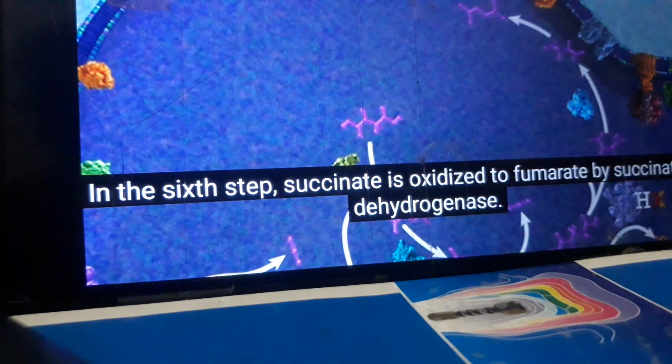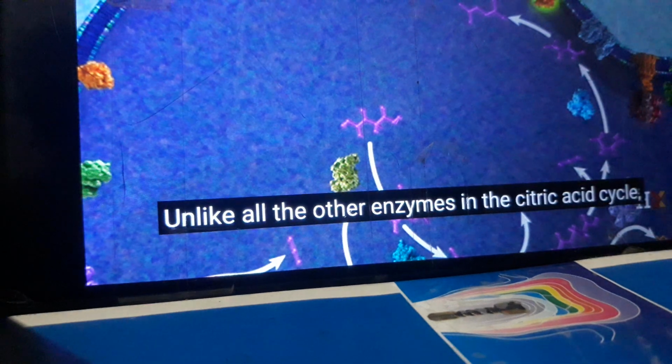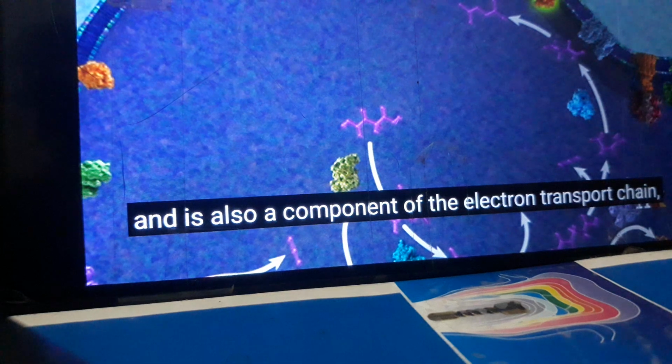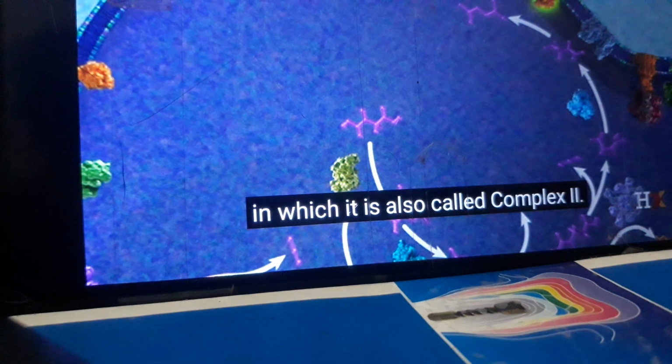In the sixth step, succinate is oxidized to fumarate by succinate dehydrogenase. Unlike all of the other enzymes in the citric acid cycle, succinate dehydrogenase is embedded in the inner mitochondrial membrane and is also a component of the electron transport chain, of which it is also called complex 2.